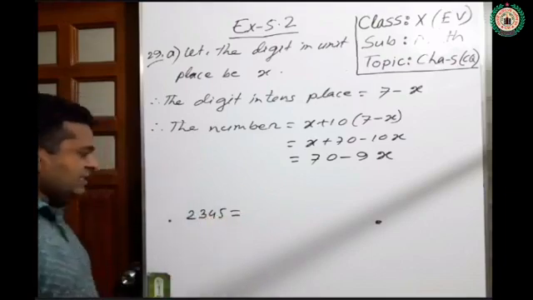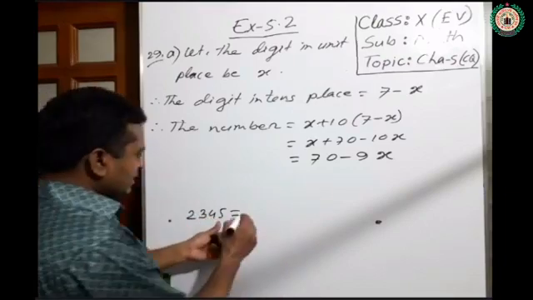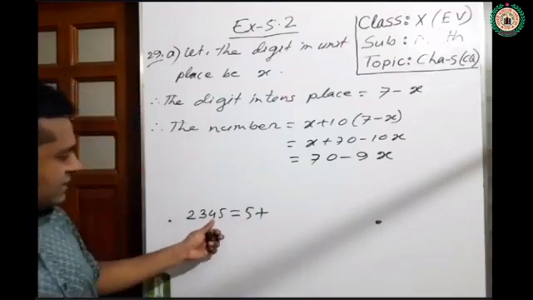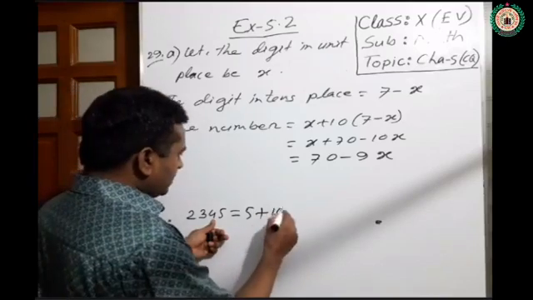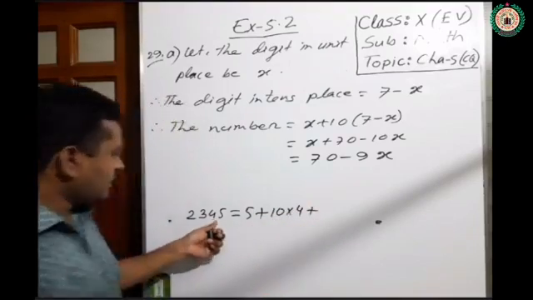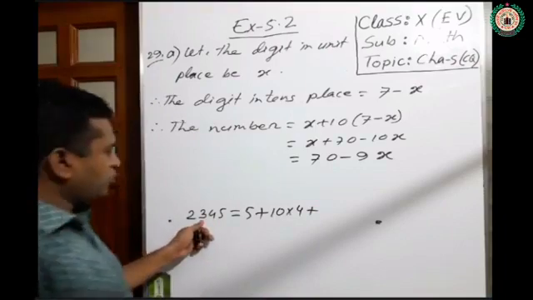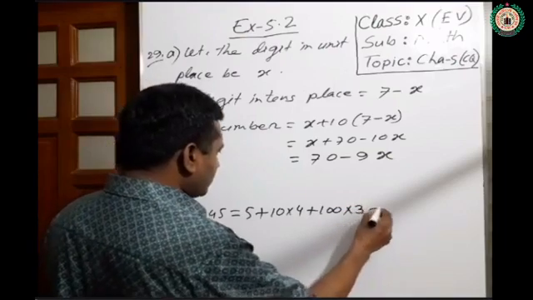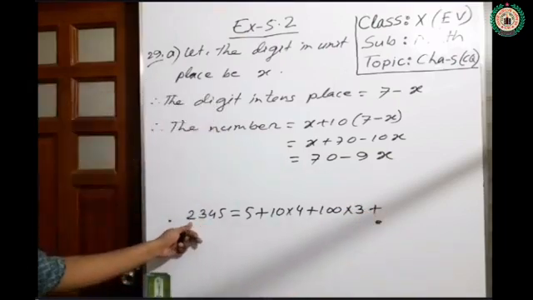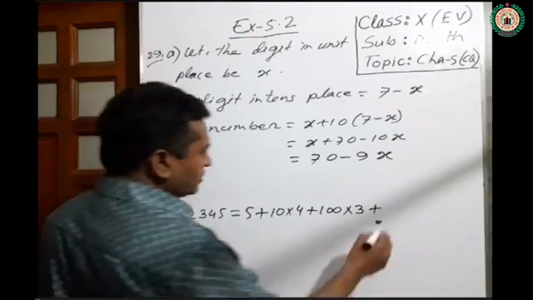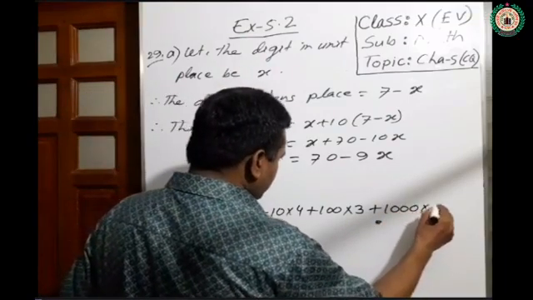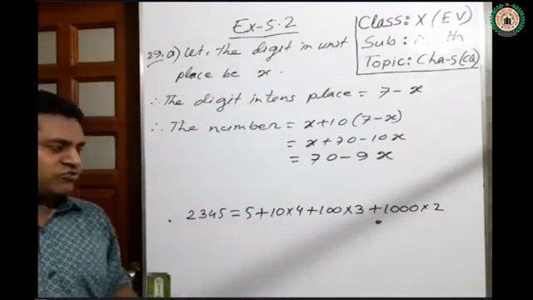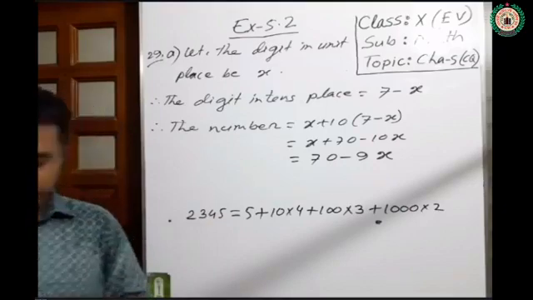2345. Then easily you can express it: the digit in unit place is 5, plus the digit in tens place is 4, that's why 10 into 4, plus the digit in hundreds place is 3, so 100 into 3, and the digit in thousands place is 2, so you can write 1000 into 2. So altogether after calculating, you must get 2345.